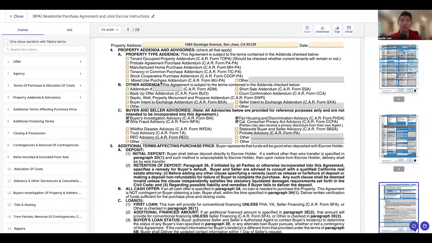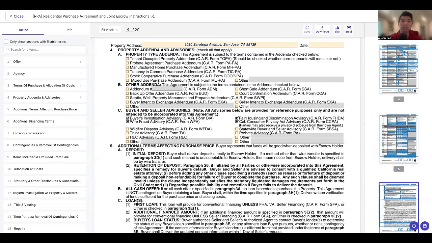Now, stock cooperative purchase addendum. Now, this is not really something you see here in the Bay Area, but a stock, also known as a co-op, is pretty much when you don't actually buy real estate, but you're actually buying shares of a corporation that owns the entire building or property, and your shares give you the exclusive right to occupy a specific unit. And so, I guess it's not very common here in the Bay Area. It's really more in big cities. We don't really have that here. But just to let you know, this is what it is.